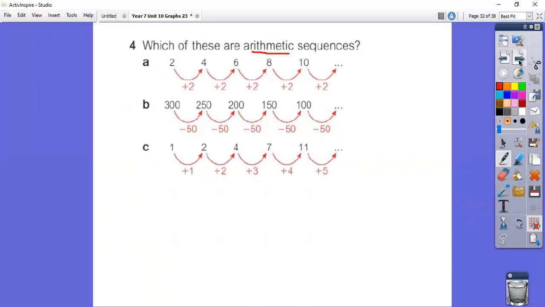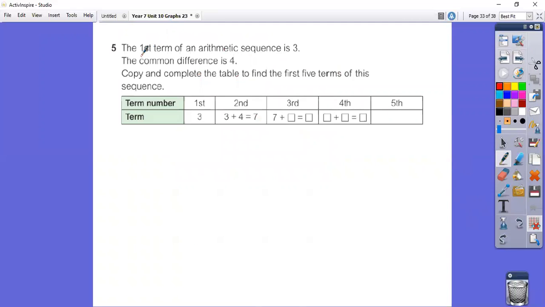Question number 5. So it says the first term of an arithmetic sequence is 3, and the common difference is 4. Copy and complete the table to find the first 5 terms of the sequence. So the first term is 3, and the common difference, so the 3 plus the 4 will give you 7, like is shown here. So first term is 3, second term will be 7.